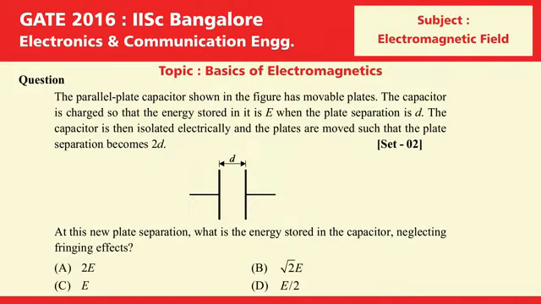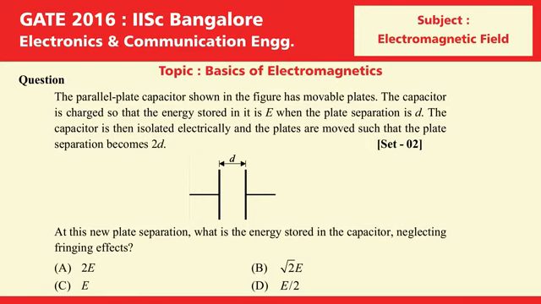This is the question from GATE 2016. The parallel plate capacitor shown in figure has movable plates. The capacitor is charged so that the energy stored in it is E when the plate separation is D. The capacitor is then isolated electrically and the plates are moved such that plate separation becomes 2D. At this new plate separation, what is the energy stored in the capacitor neglecting fringing effects?